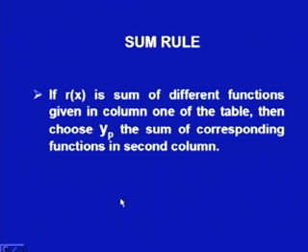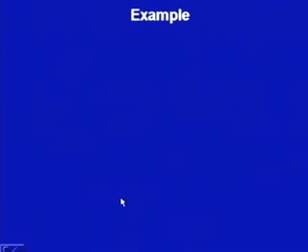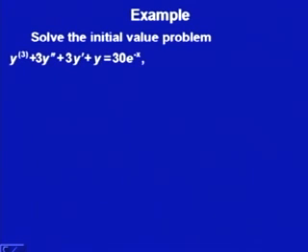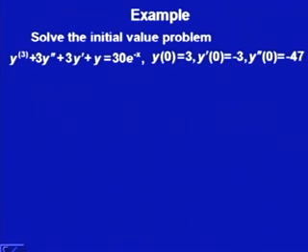Now, let us try one example to understand how to apply this method. Solve the initial value problem y''' + 3y'' + 3y' + y = 30 e^(-x). The given initial conditions are y(0) = 3, y'(0) = -3 and y''(0) = -47.